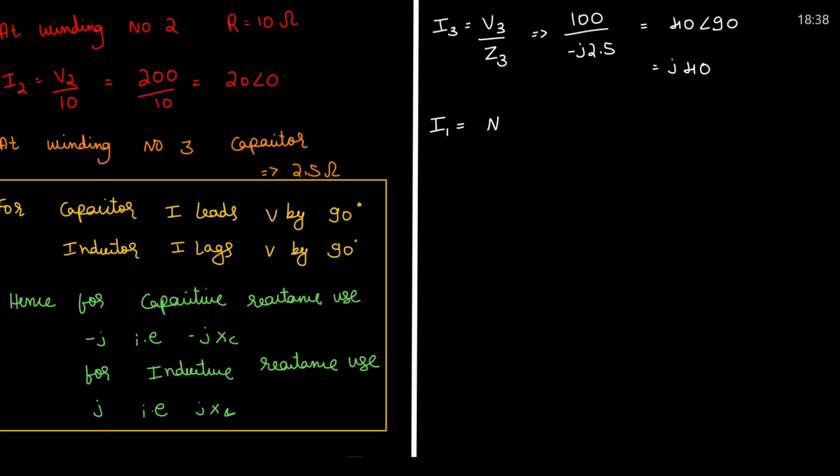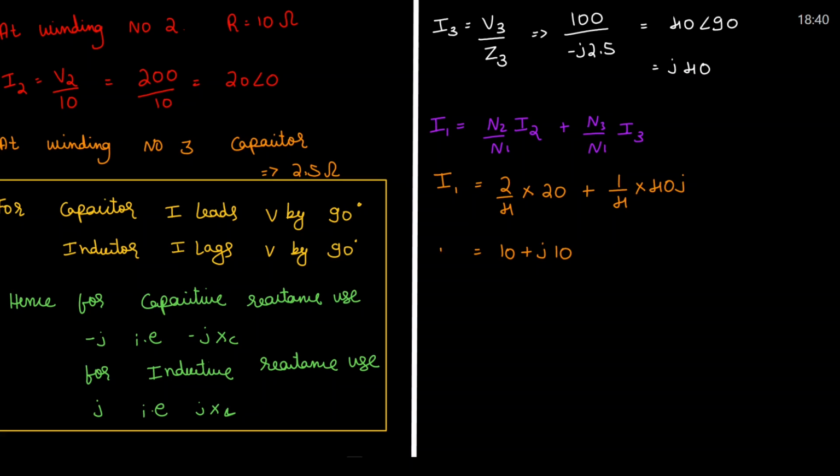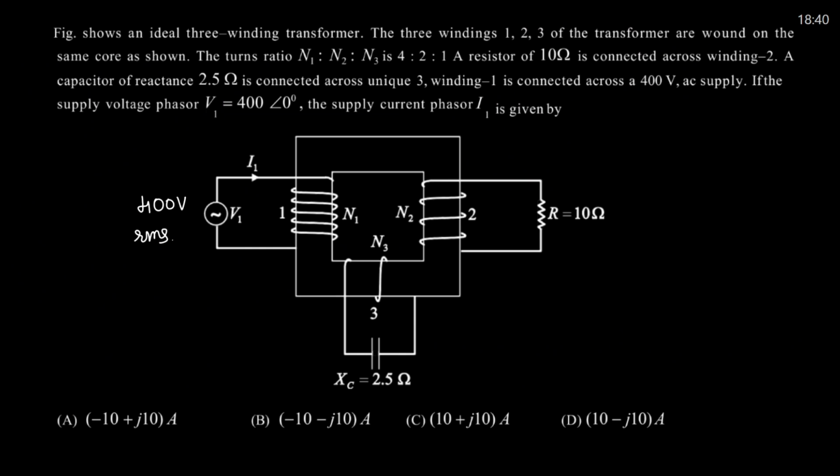Now using the same MMF balance rule we can find the value of I1, which is 2 by 4 into 20 plus 1 by 4 into 40J. On solving this we get our answer as 10 plus J10. That means our answer should be option C.